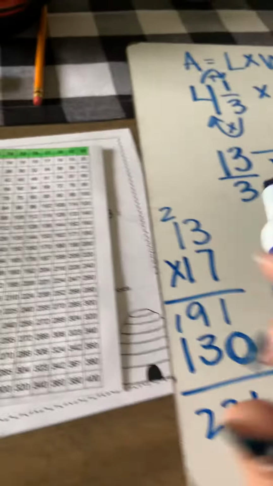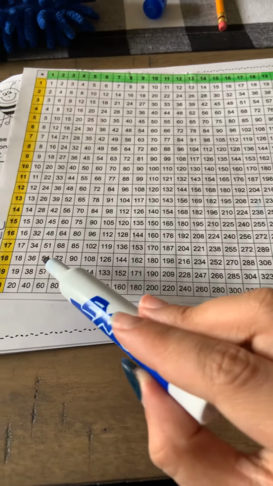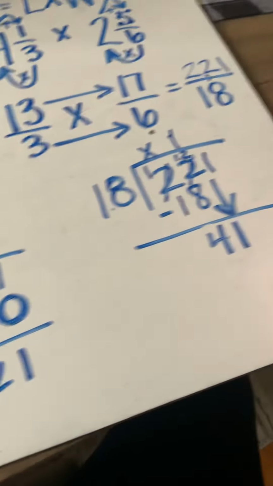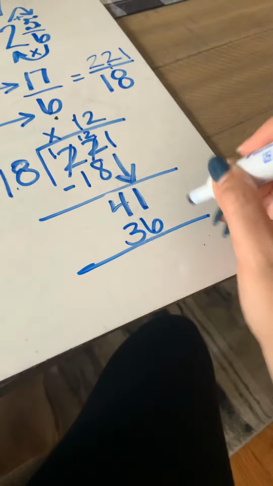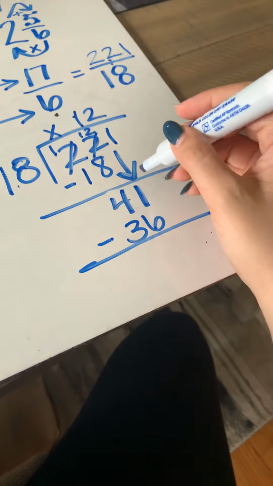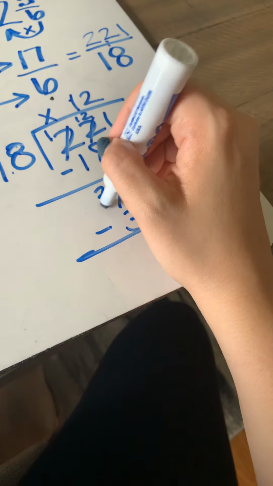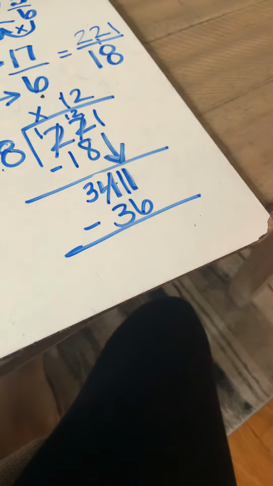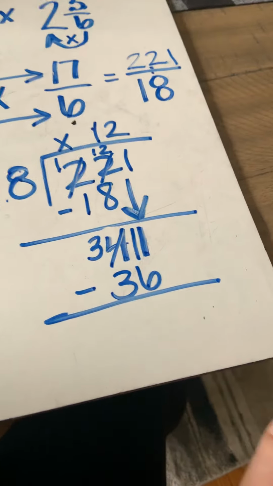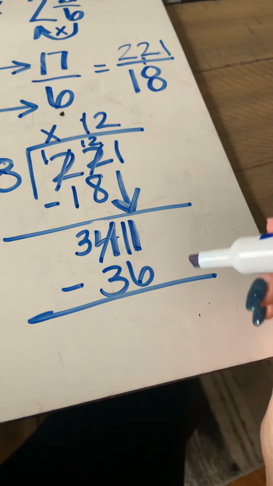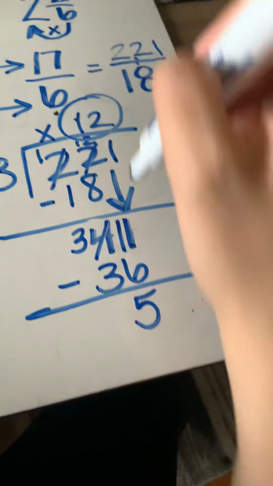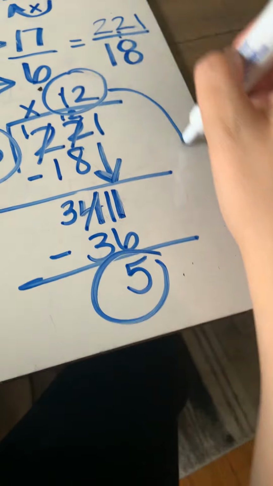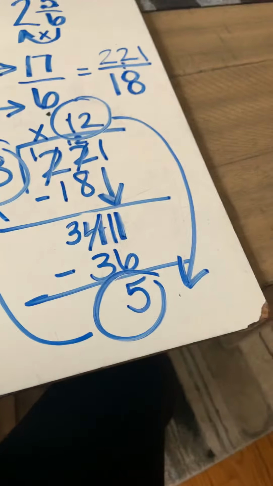18 can go into 41 two times. 18 times 2 is 36. Okay. Gonna have to borrow, making that 3, making this 11. 11 minus 6 is 5. So we're going to use these 3 numbers to make our mixed number.